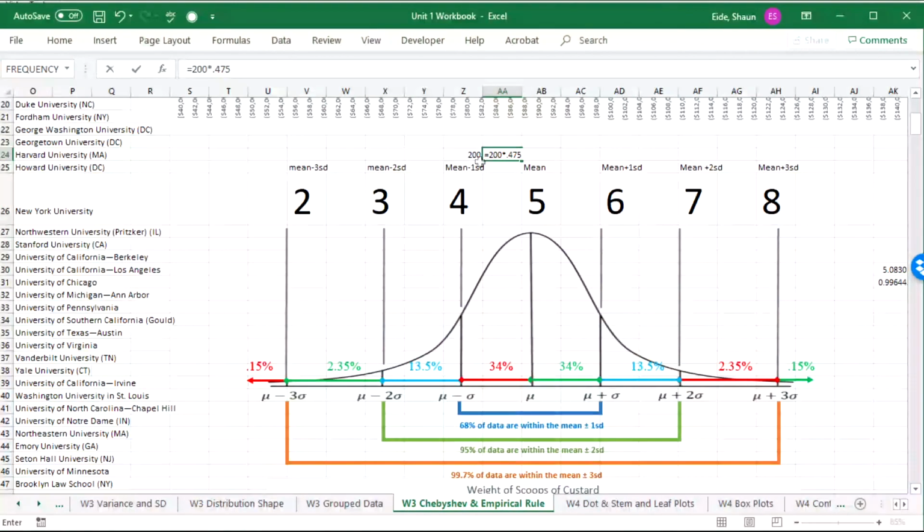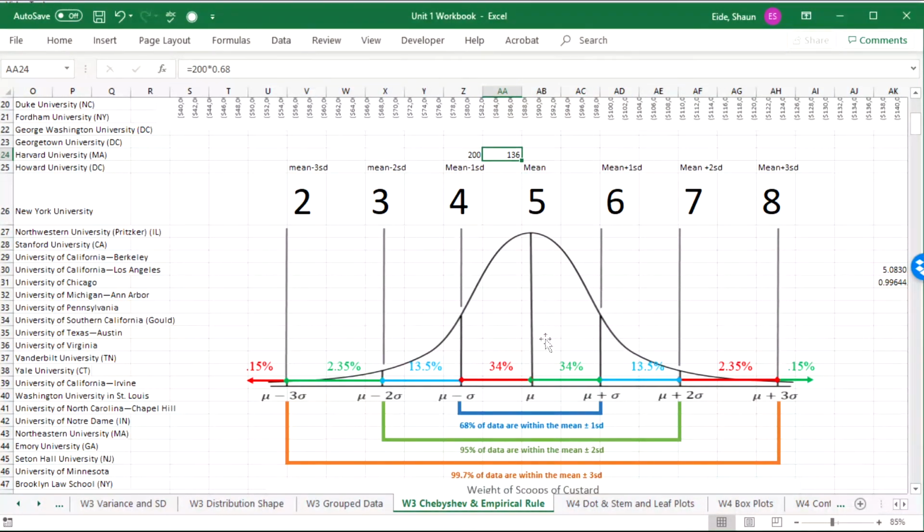And the reason why is because it's in percentage. So of those, we can say that 95% are right here. Also, 95% are right here because it's symmetrical. Or if I wanted to know how many of those 200 had custard cones between 4 to 6 ounces, instead of 47.5%, I would do 68%, because it's 34 plus 34, 68%, and that's 136. 136 of those 200 custard cones is between 4 to 6 ounces.